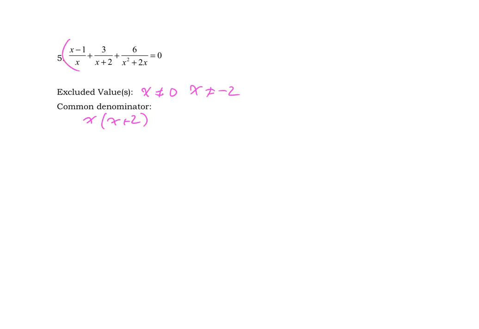So now we're going to multiply everything by that common denominator and think about what cancels out. On the first one, the x's cancel out, and that leaves me the x plus 2. So I am going to do the x minus 1 that was there times the x plus 2, and then plus, and that's a whole number 3.